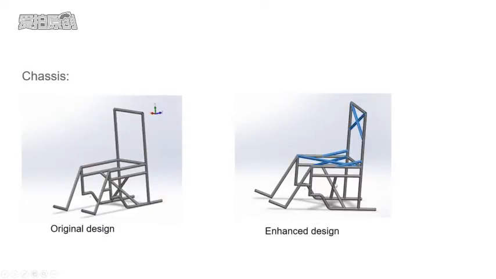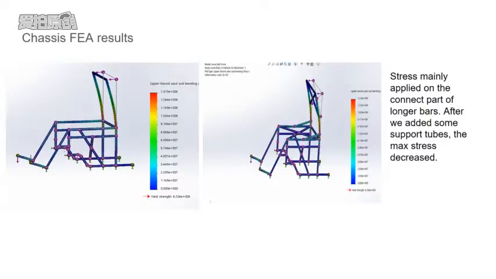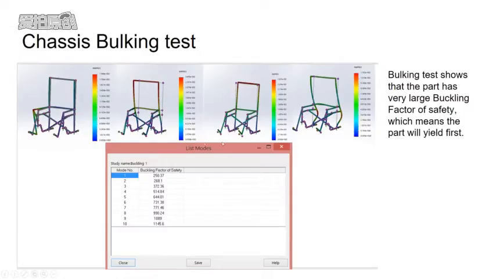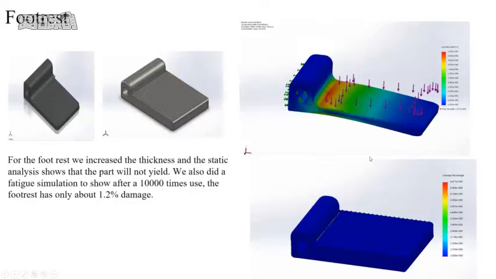The material for the chassis is alloy steel, and 500 newtons is applied on the seat levels and 200 newtons on the handle. And the buckling test shows it will yield stress, and you can see those stress plots on the slides. Here is the analysis of the chassis buckling test, and this one is the footrest.